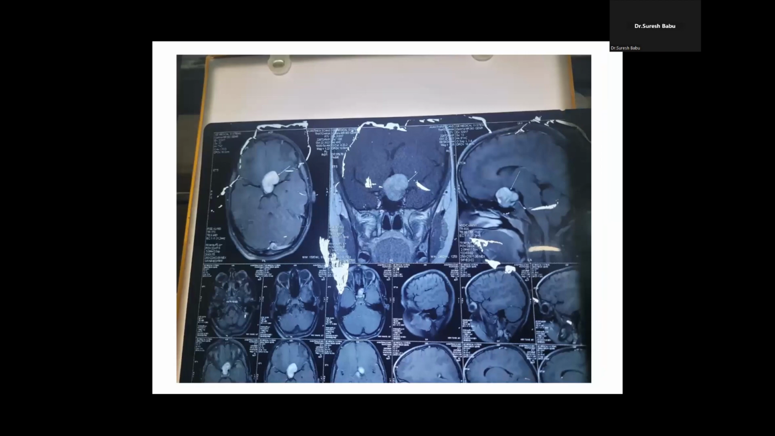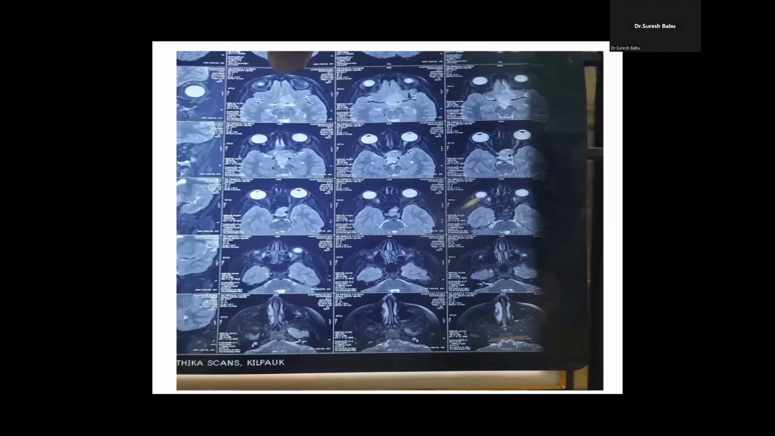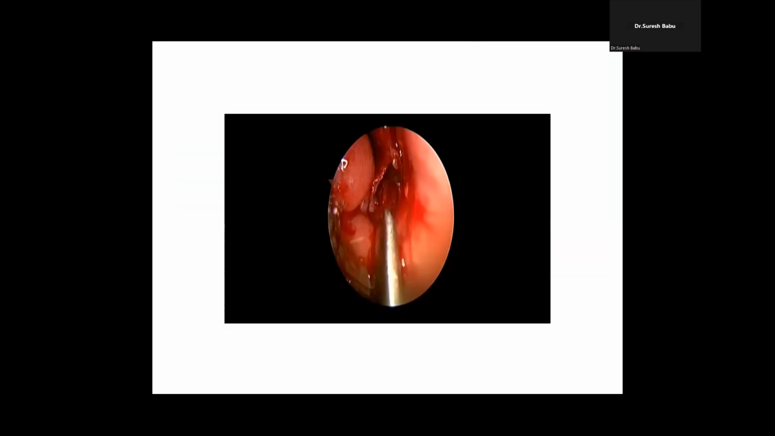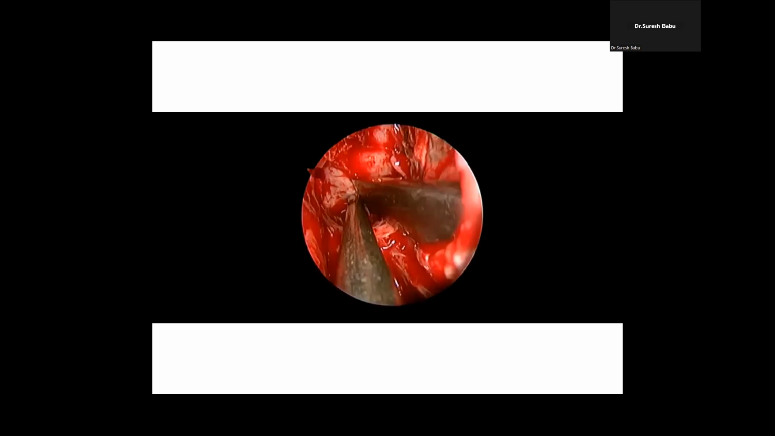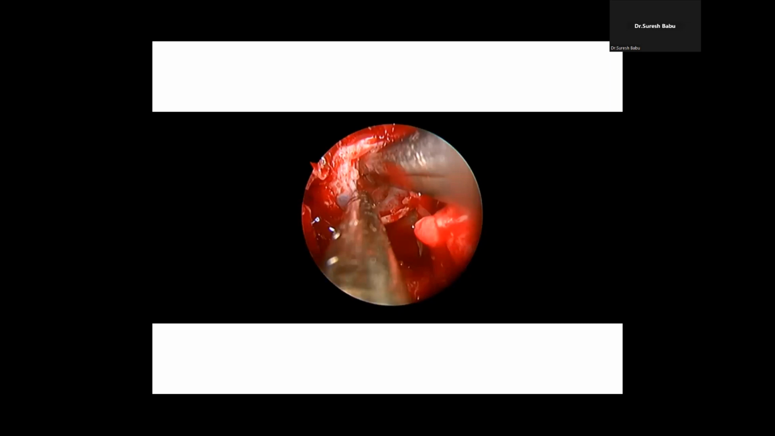The child does not have any endocrine disturbances, no hypothalamic disturbances. Other than the second nerve involvement, the child does not have any symptoms. So the child was taken for transnasal endoscopic biopsy.